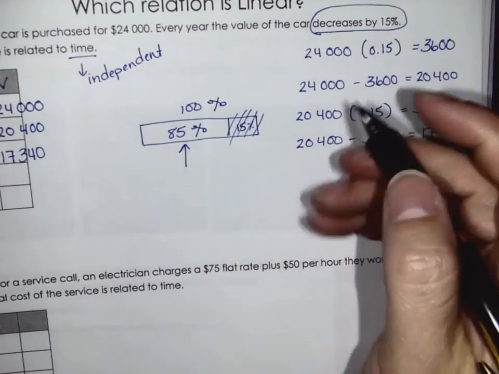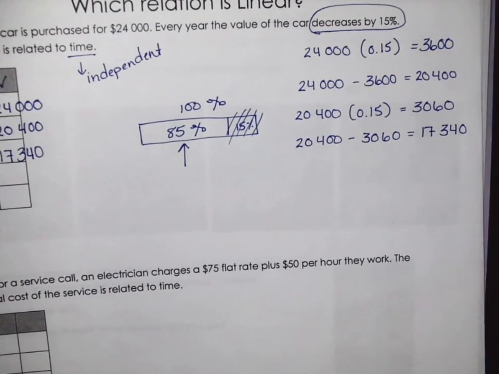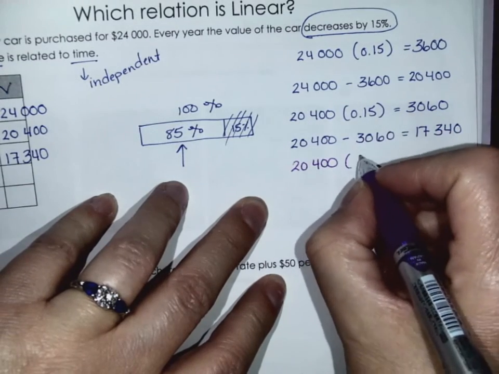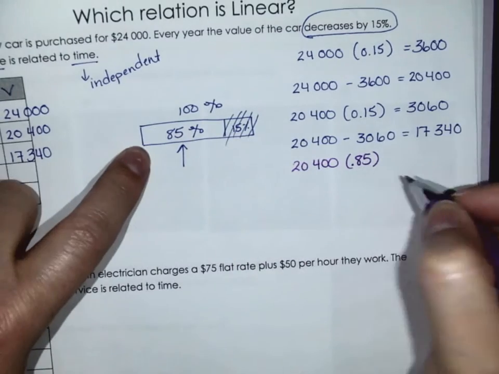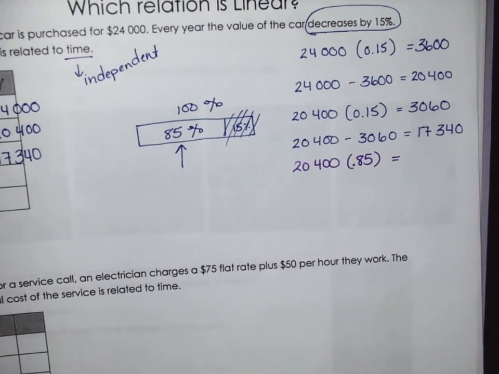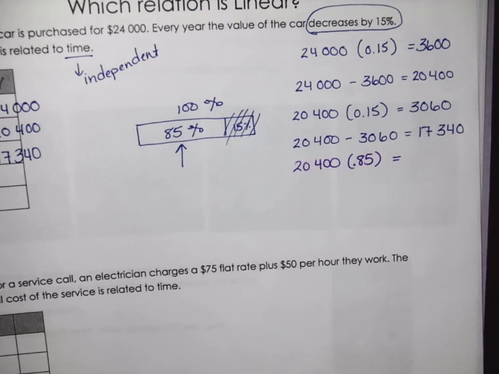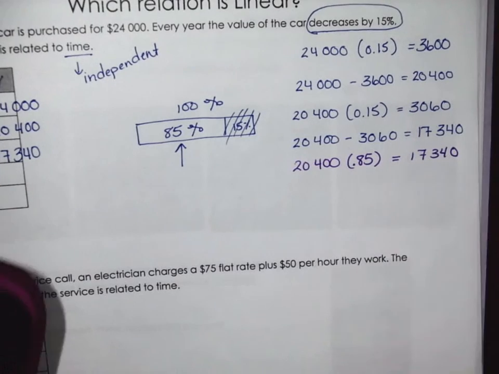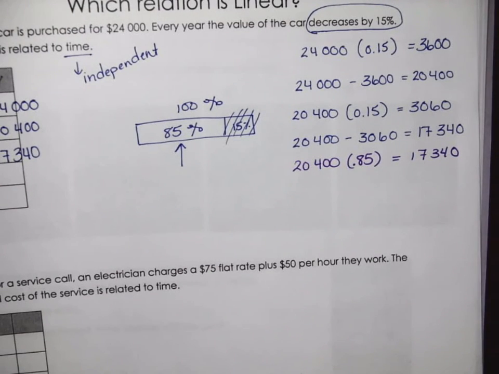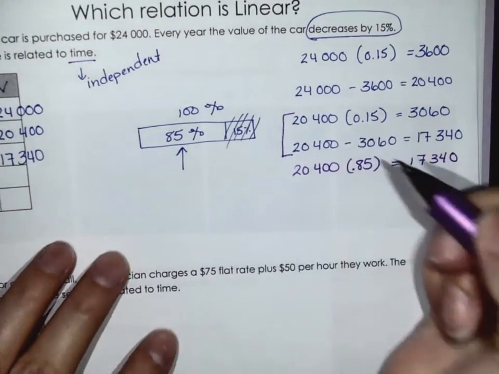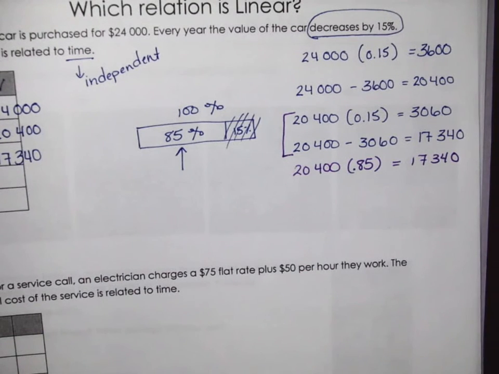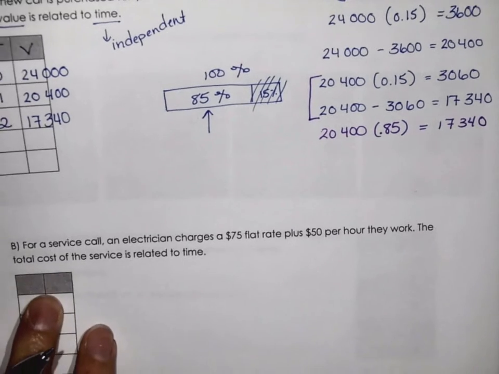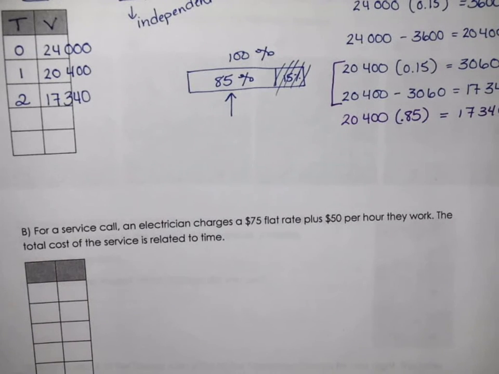Another way I could do it, just let me switch colors for a sec, is I could take 20,400 and times it by 0.85, because that's what we have left over. And if I do that, 20,400 times 0.85, I get the exact same answer. So here we did it in 2 steps, figuring it out and then taking it away, or you could see what's left over and multiply that in.